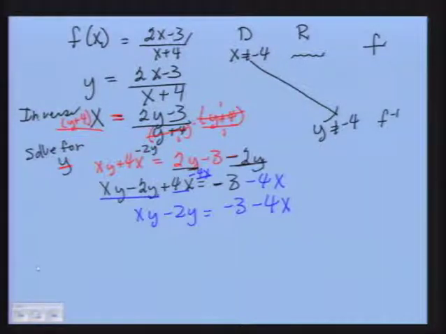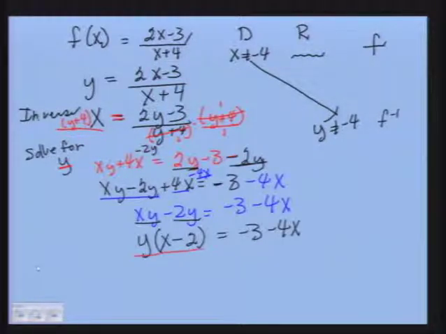And now I would normally divide by the coefficient of y, but I've got 2 of them. I really need 1. Oh yeah, I could factor out a y, couldn't I? So let's pull out a y, and y times x gives me xy, and y times minus 2 gives me minus 2y. And now if I divide both sides by x minus 2, I'll have my 1y that I'm looking for. And I also see that x cannot equal 2.